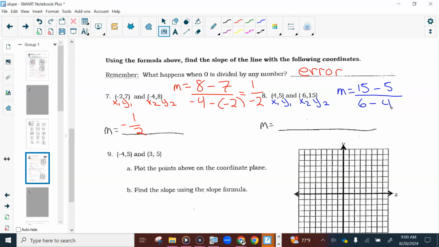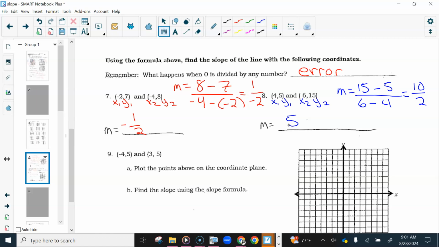What would that slope be? Say again. 10 over 2, which would be 5 over 1, or just 5. So you simplify it as much as possible, but leave whole numbers as whole numbers. Questions there?